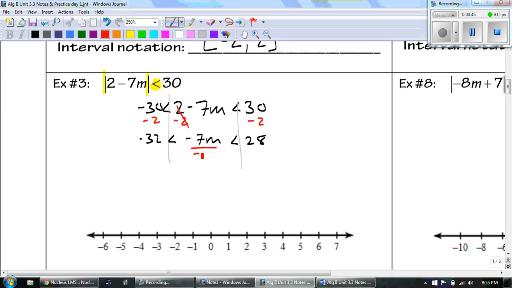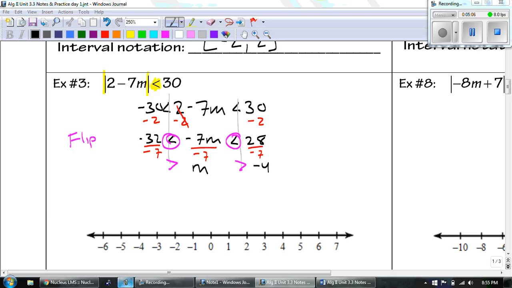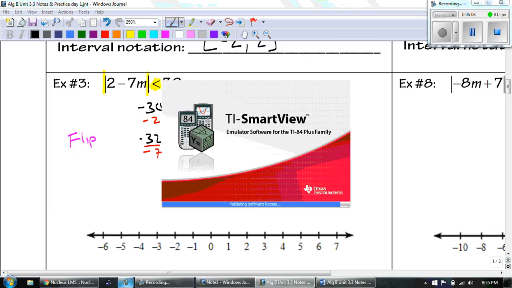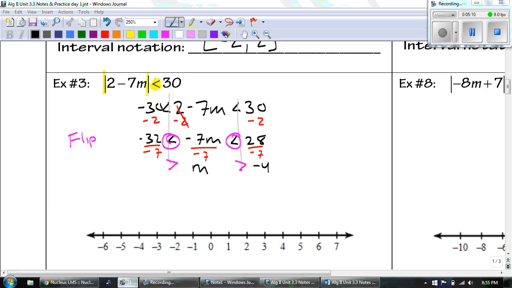Now I have to divide by a negative 7. And remember all these rules: if we divide by a negative, we have to, that's right, flip the sign. So then we get m, we get negative 32 divided by negative 7. I'm not too sure about that. I don't even know if that reduces.